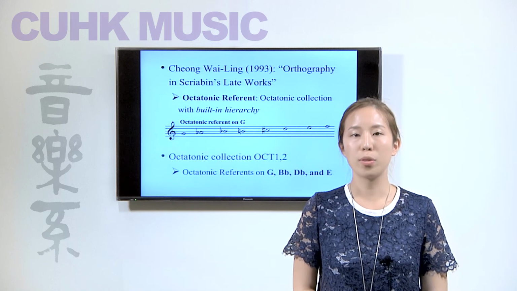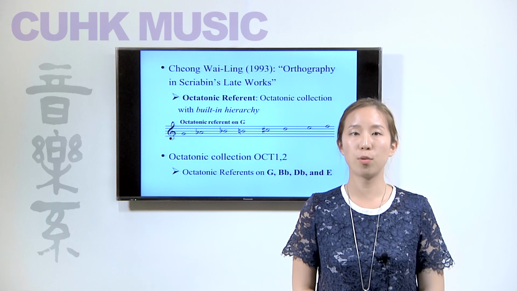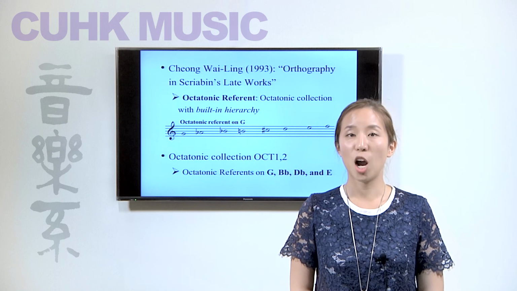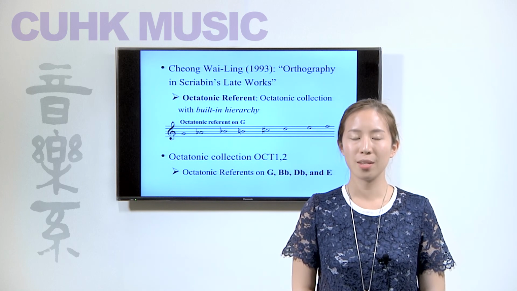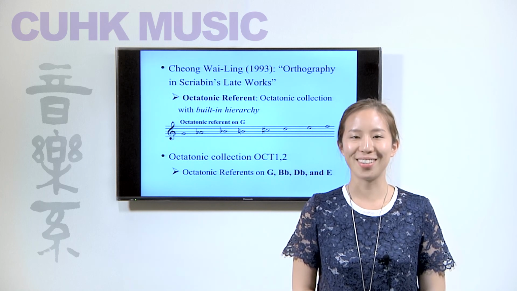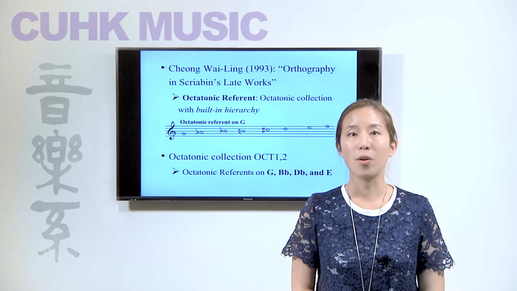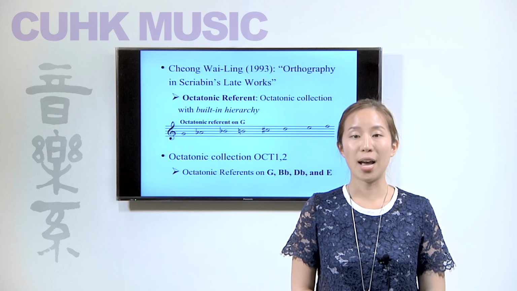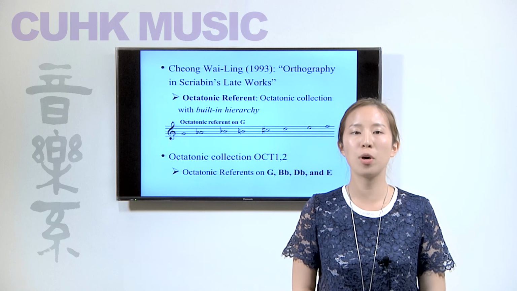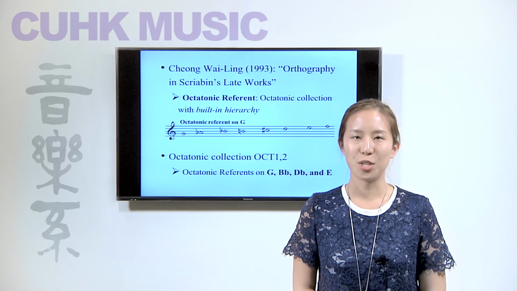For example, within the octatonic collection Oct 1, 2, apart from the octatonic referent on G, there are 3 other octatonic referents. They are the octatonic referent on B flat, the octatonic referent on D flat, and the octatonic referent on E. The pitch centers of these octatonic referents are a minor third or a tritone apart. A good grasp of how Scriabin might have used a special spelling pattern to draw on the tonal implications of the octatonic collection deepens our understanding of the artistry of his musical language.